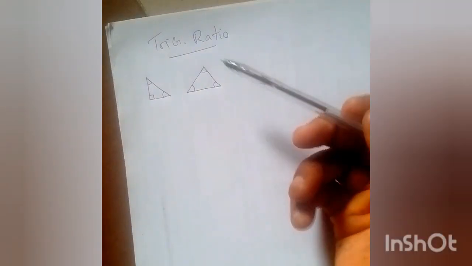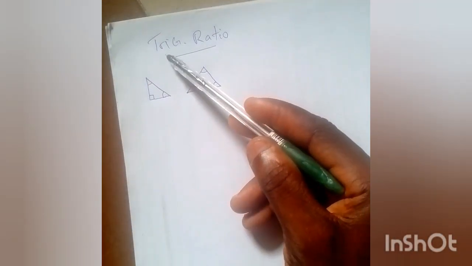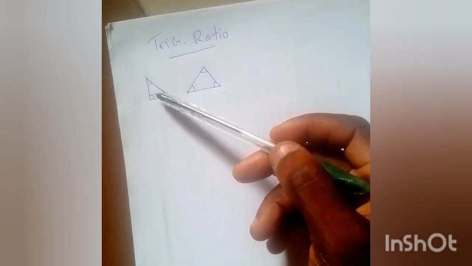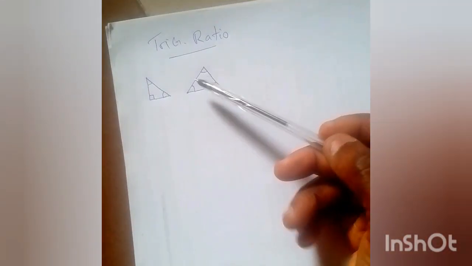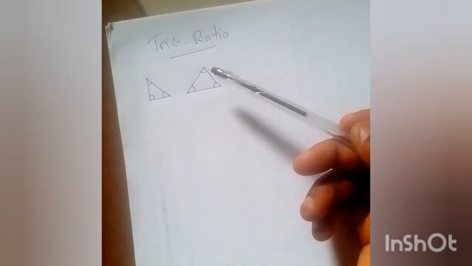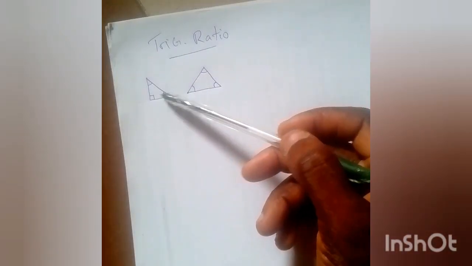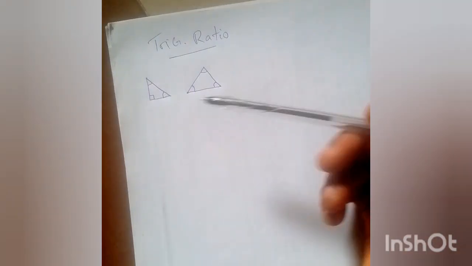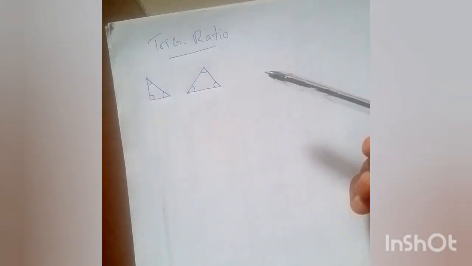In today's video, we'll be talking about trigonometric ratio. In short, I just put it as trig ratio. Now, I drew two triangles, which I will explain later why I drew them. We all know that trigonometry is just the study of triangles and the sides and angles that are related to it. So, for the basics, I'll just quickly brush through the basics.